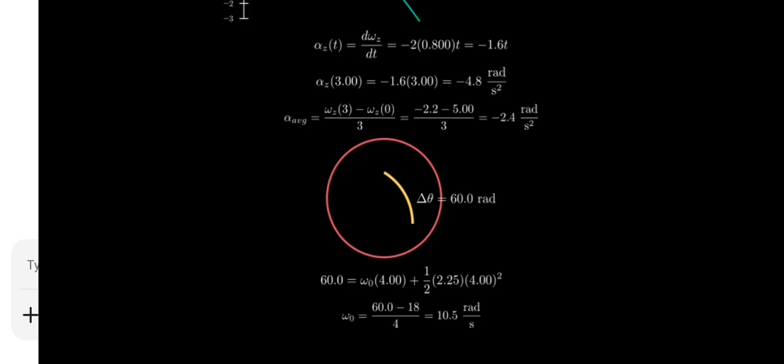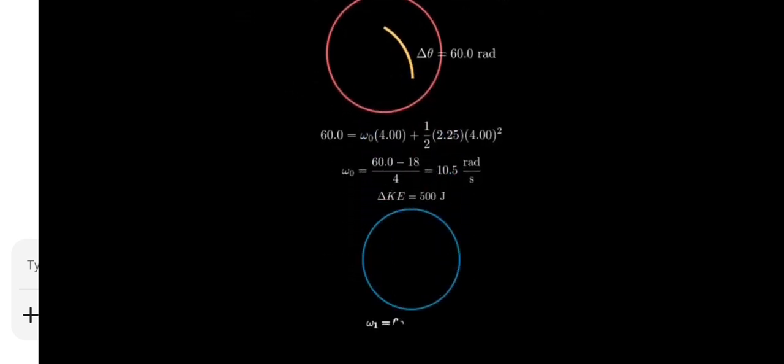Problem 5 has a flywheel that loses 500 joules of kinetic energy, while its angular velocity drops from 650 to 520 revolutions per minute. We draw a wheel labeled with the two speeds and an energy drop symbol. The change in kinetic energy gives I equals 2 times delta KE divided by omega 1 squared minus omega 2 squared. Plugging in the converted speeds gives a moment of inertia close to 0.6 kilogram meter squared.